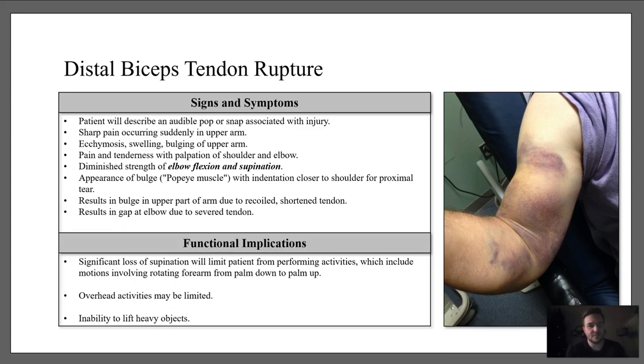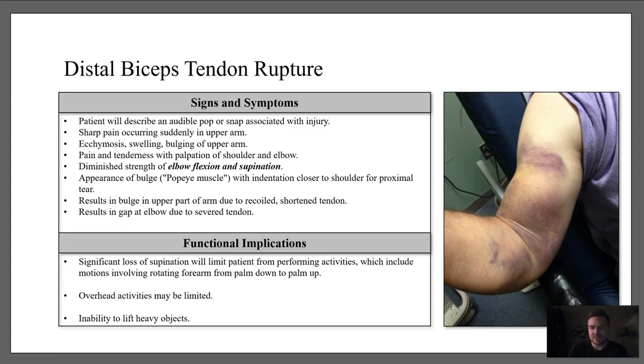So signs and symptoms, pretty obvious. Patient will have an audible pop, typically with this injury. Sharp sudden pain in the upper arm, ecchymosis, swelling, bulging of the upper arm, pain and tenderness, diminished strength with elbow flexion, supination. This bulge is called the Popeye deformity, of course. And so very obvious sort of situation here.